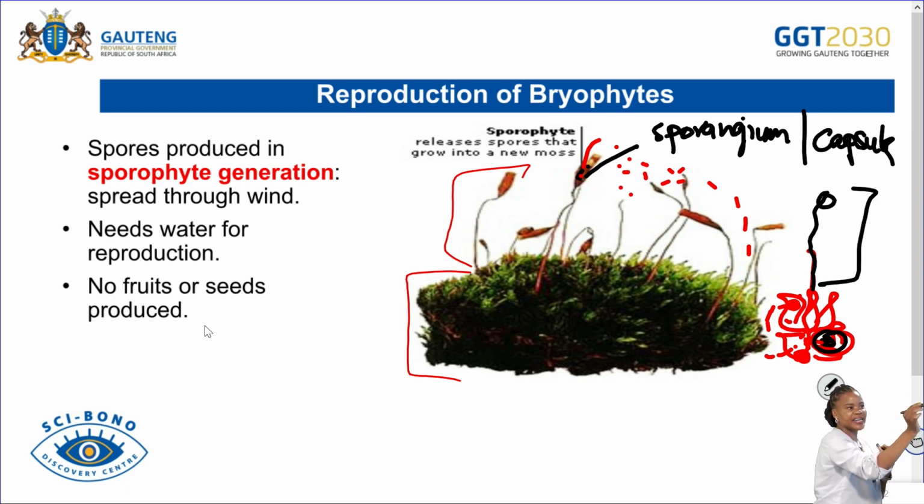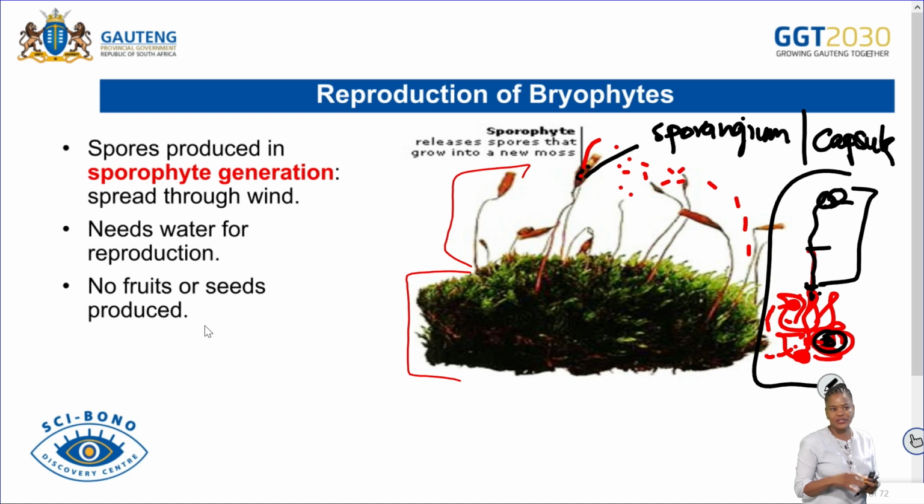And then the sporophyte, remember, has that foot, and the foot will attach itself on the gametophyte generation. And then we've got the foot, we've got the seta, we've got the sporangium, and then with the operculum, which protects the head or the opening of the capsule. And then at the end of the day, we'll be having the complete bryophyte, or the complete moss.